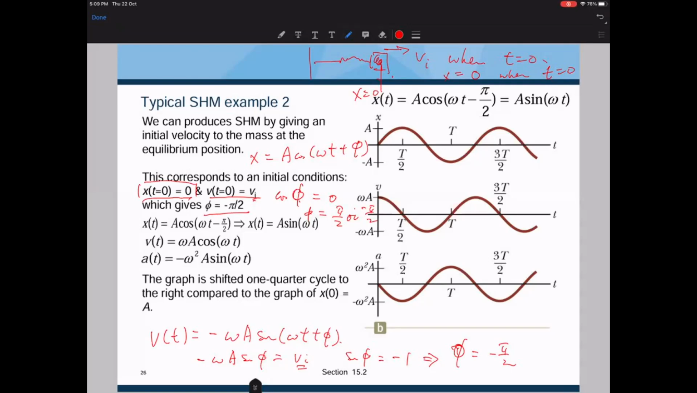So the equation here has replaced phi by minus pi over 2. So it is becoming A sine omega t. For the velocity, it is omega A cosine omega t, and acceleration minus omega square A sine omega t, because we have put phi equals to minus pi over 2.